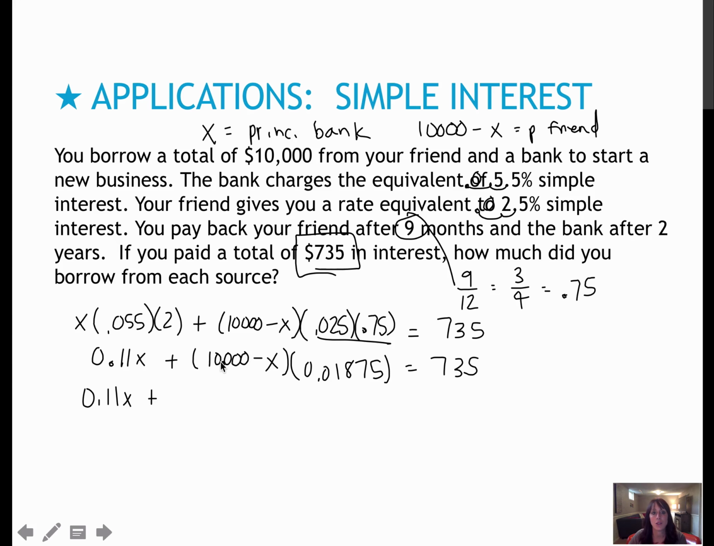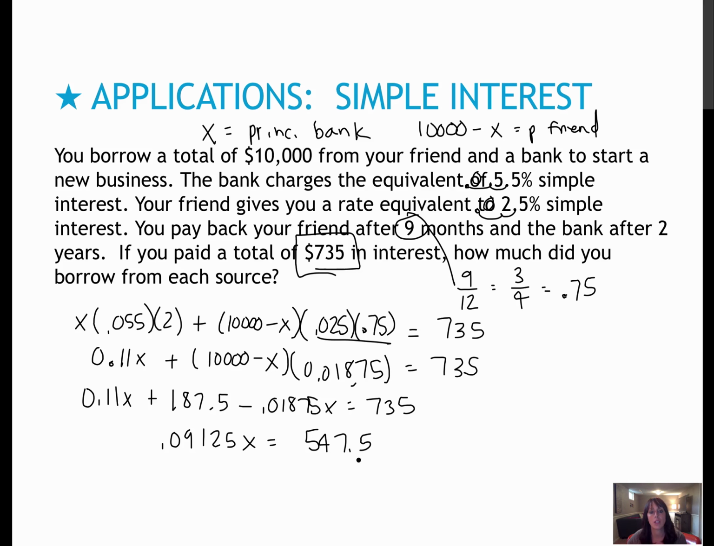When I'm multiplying by 10,000, remember there's 4 zeros, so I'm really just moving the decimal 1, 2, 3, 4. So this would be 187.5 minus all of this times X. Now I'm going to combine like terms and subtract the 187.5 from each side, which gives me 547.5, and then divide it by this value. That gives me X equals 6,000. Again, I need to pay attention to the fact that I'm finding the amount from each source. So if X is 6,000, then that means I've borrowed 6,000 from the bank and 4,000 from my friend.